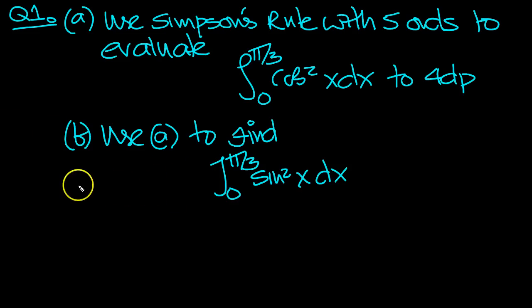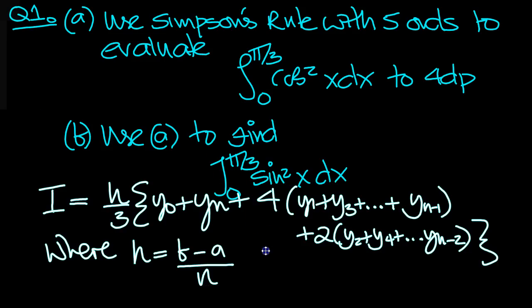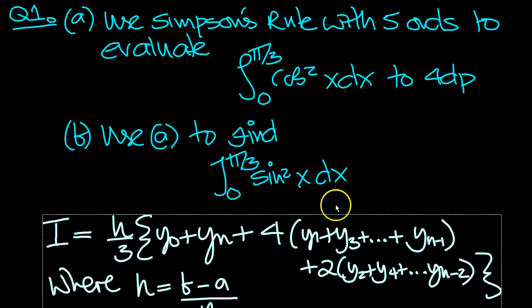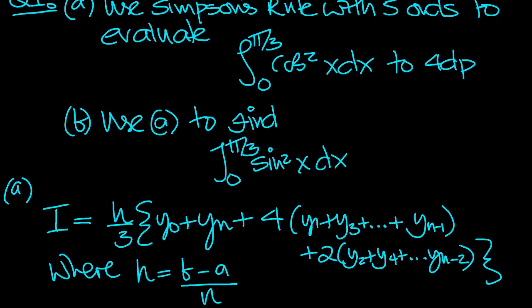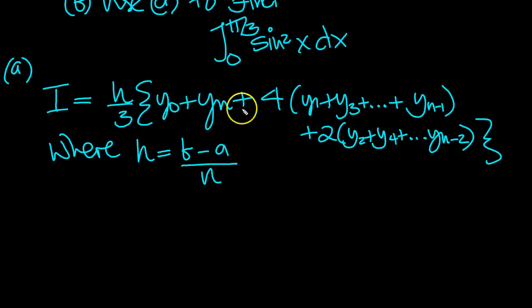So let's have a look at this then. Let's paste in the Simpson's rule formula from the formula booklet. Okay, so here's our formula. We've got cos squared between 0 and pi over 3 with 5 ordinates. So we've got 5 ordinates, so n will be 4.